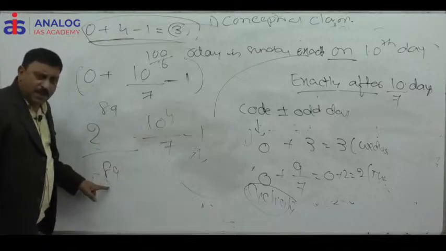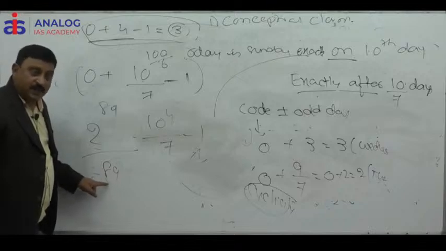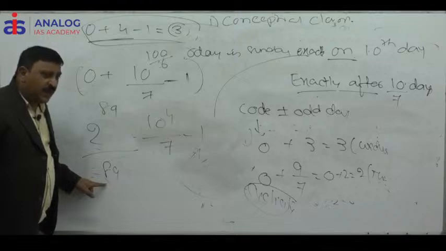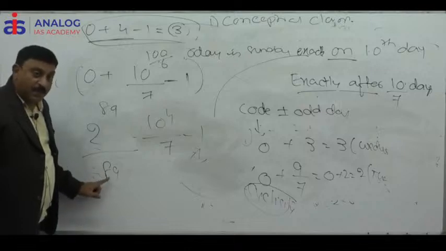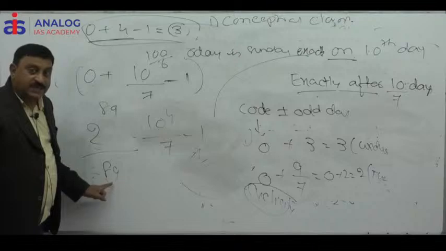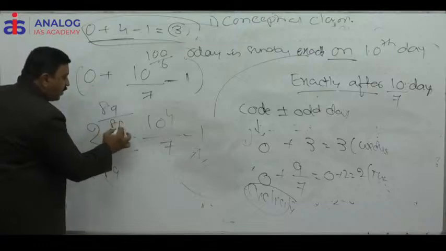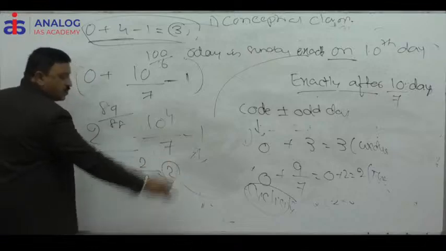But is 89 a prime number or a composite number? 89 is a prime number. 87 is a composite number, 29 threes are 87. 87 is not a prime, but 89 is a prime. For a prime number, the cyclicity is one less. 89 minus 1 is 88. So directly 89 by 88, how much is the remainder? 1. So 2 power 89 by 89, directly your remainder is 2.